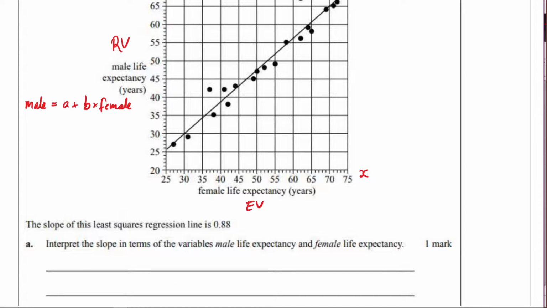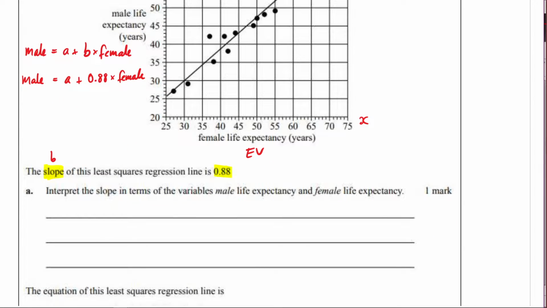Now, here we're told that the slope of the least square regression line is 0.88. So we can come to our least square regression line here and we can add something to it. We can say that male is equal to A plus, now B is the slope. It is the gradient, so that is going to be 0.88, and that will be times by female. Amazing.